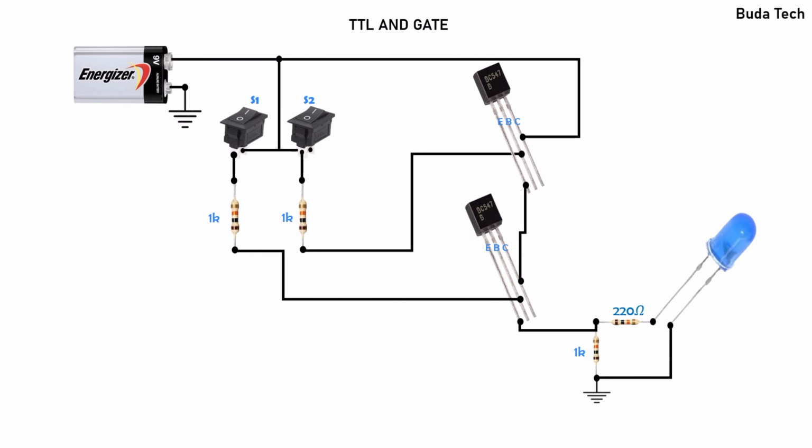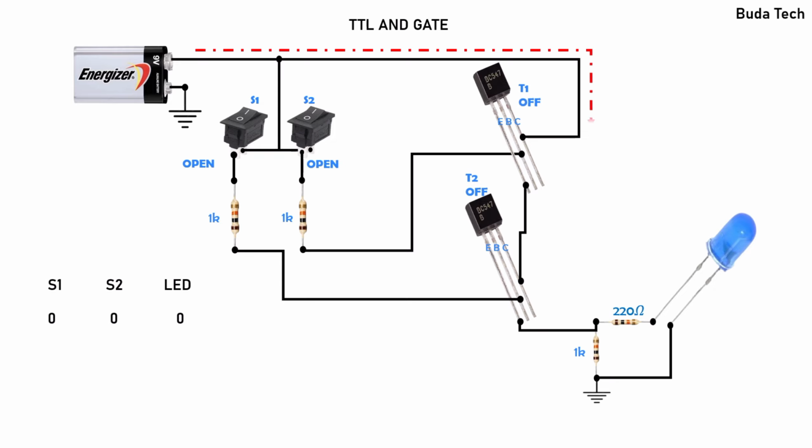Now you can see the configuration. The very important thing to note here is how the two transistors are connected. You can see the emitter of transistor number 1 is connected to the collector of transistor number 2. Now this can give you a picture. One switch is connected to the base of one transistor, and one switch is connected to the base of the other transistor.